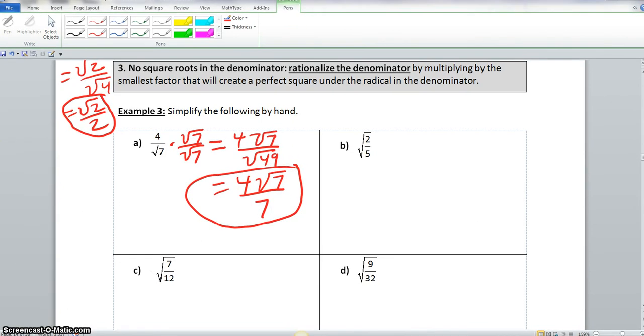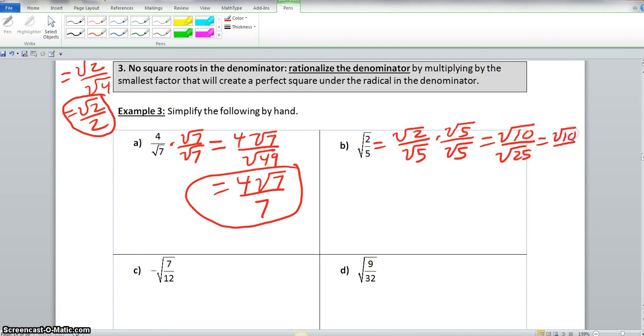Now we go on to the next problem here, which is B. We have the square root of 2 over 5. So we could break this up. This cannot be simplified, and they don't have perfect squares. So we have the square root of 2 over the square root of 5. Now, since 5 does not have any perfect squares in it, we will multiply the numerator and denominator by the square root of 5. This will give us the square root of 10 all over the square root of 25, which is the square root of 10 all over 5.